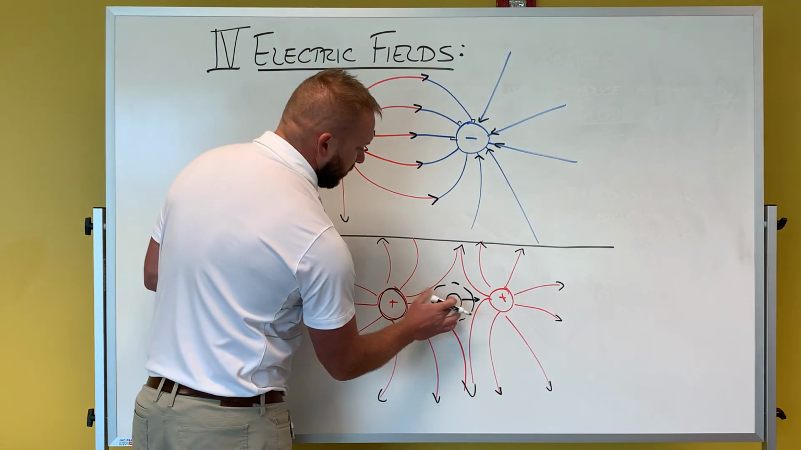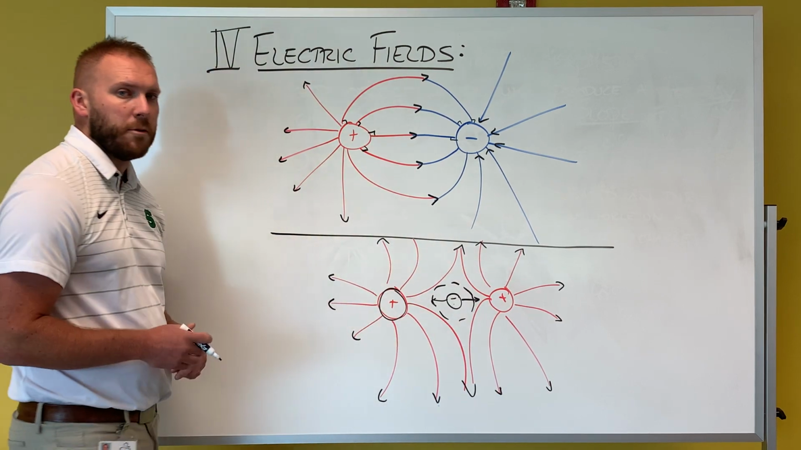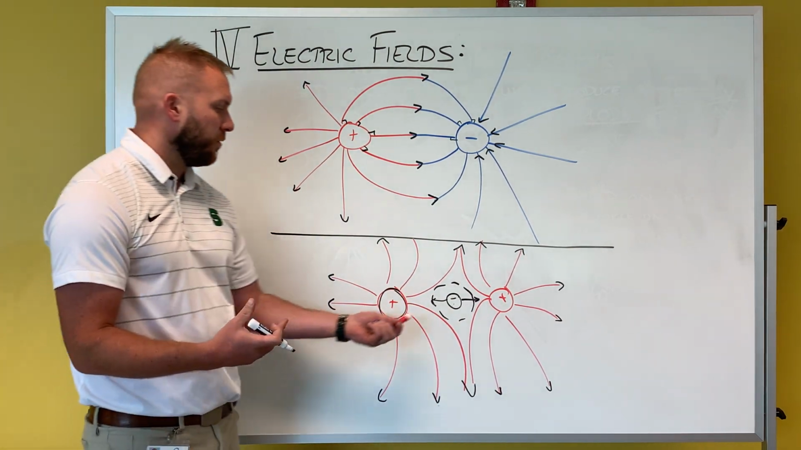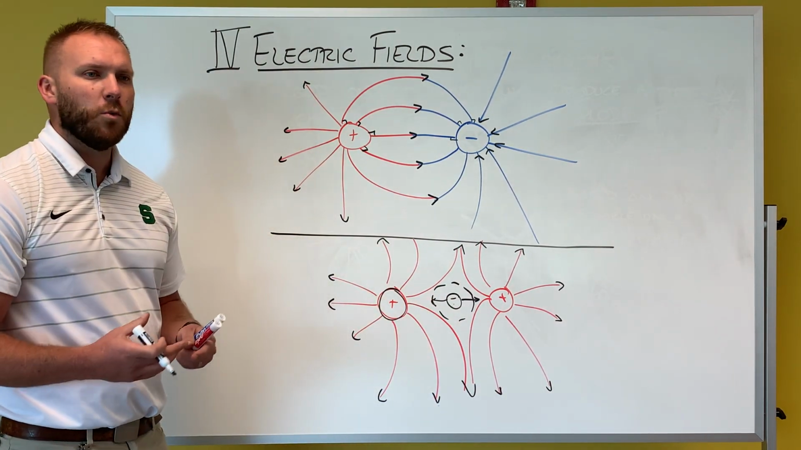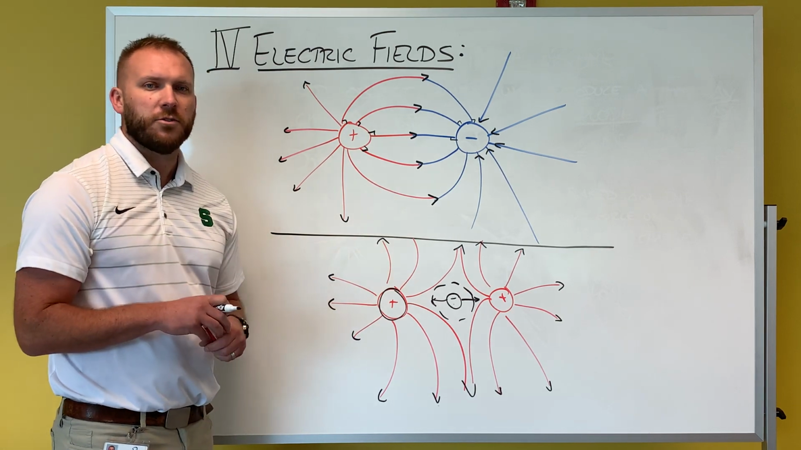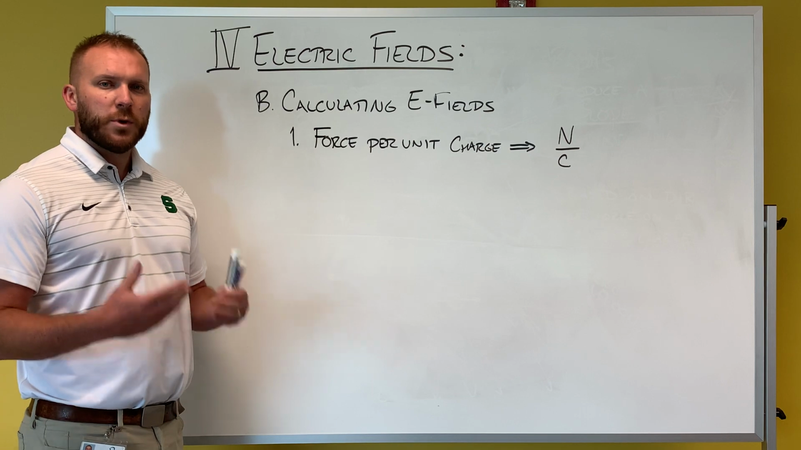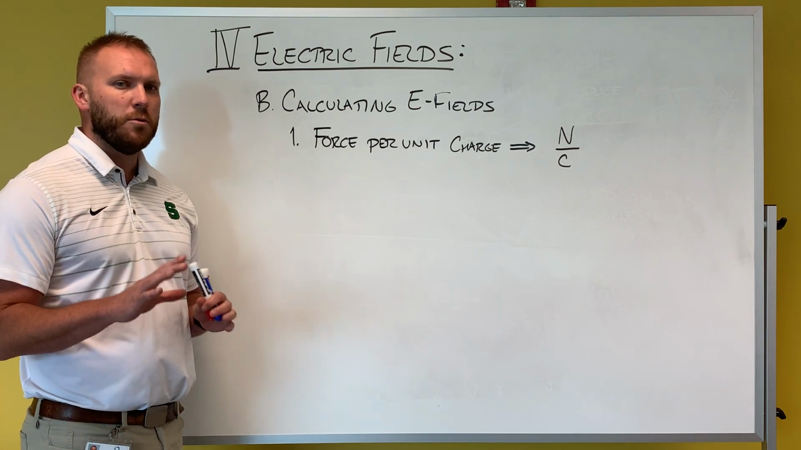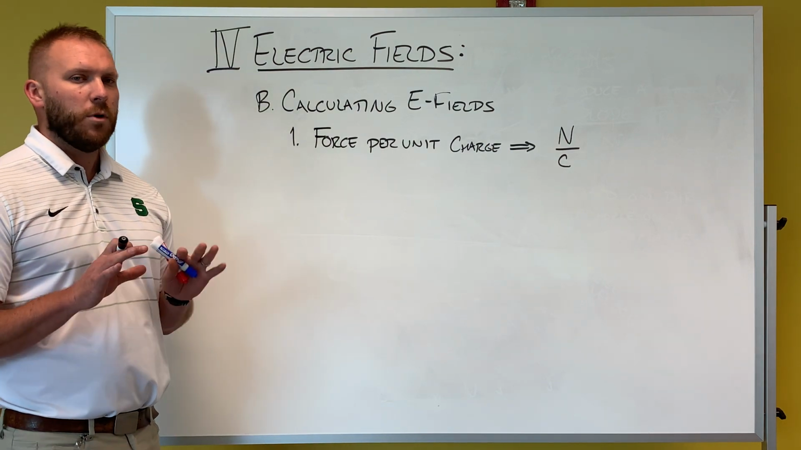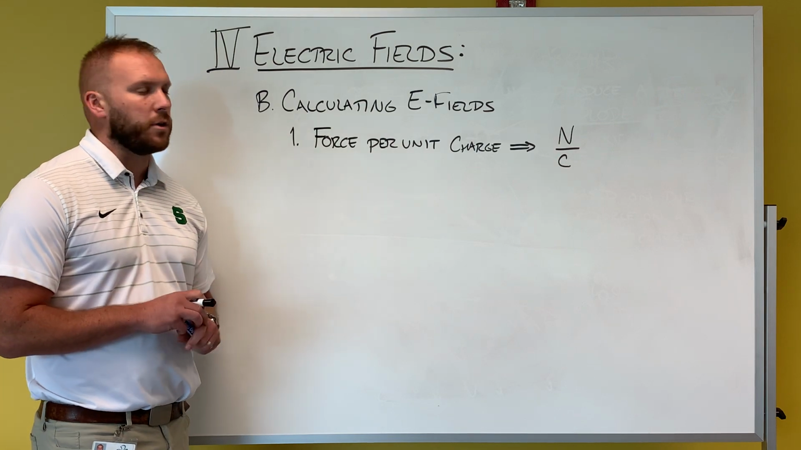If this was negative, it would be attracted towards both of them. So they would still have a net force of zero. So there can be a region where there is an absence of an electric field, even though we have charged particles around it. Now, when we calculate electric fields, there's actually two main ways we can calculate it, but I want to make sure we understand what we're actually calculating first.